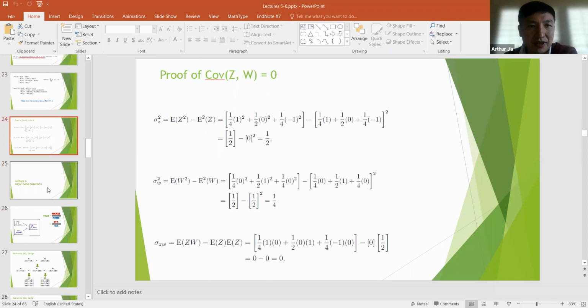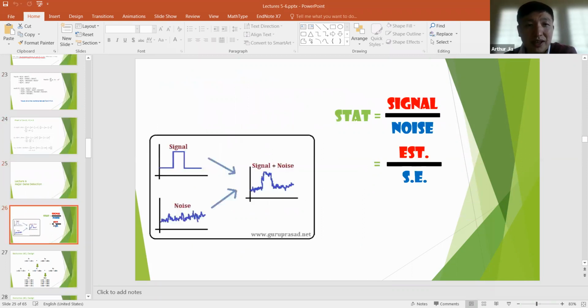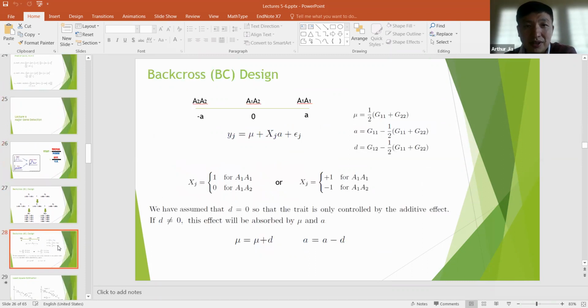Yeah, that's for chapter 5. And chapter 6 is important because here we try to use different models to detect the association between the loci and the phenotype. The major thing is to get yourself familiar with the R code I provided for detecting the major loci.